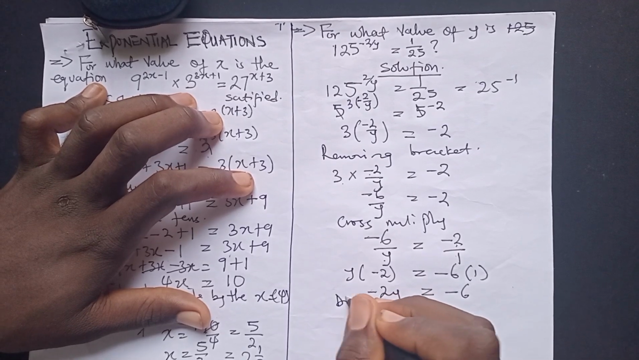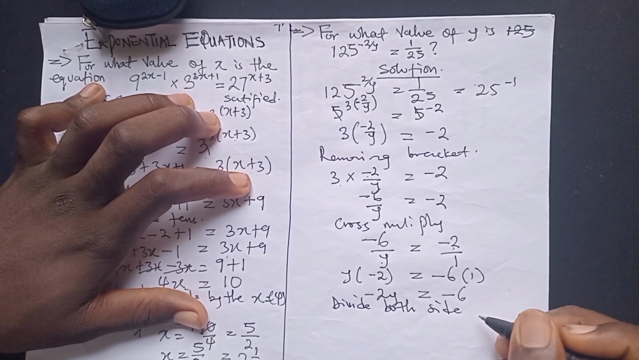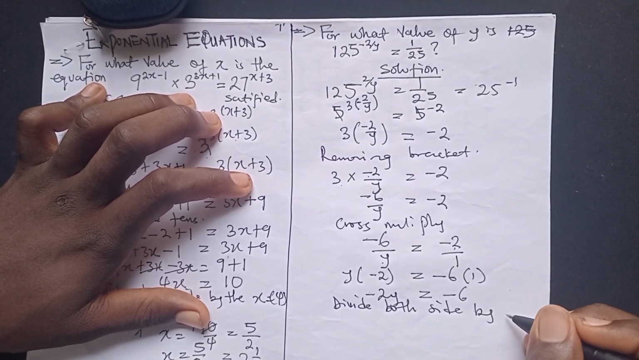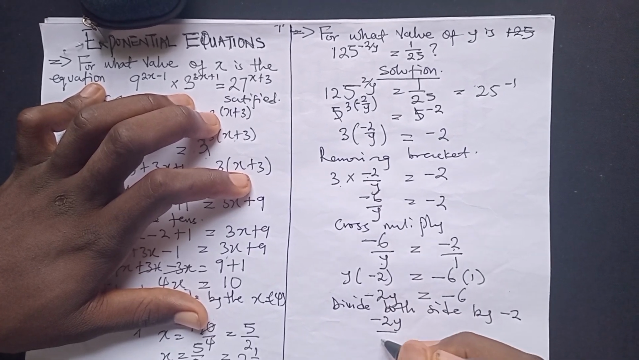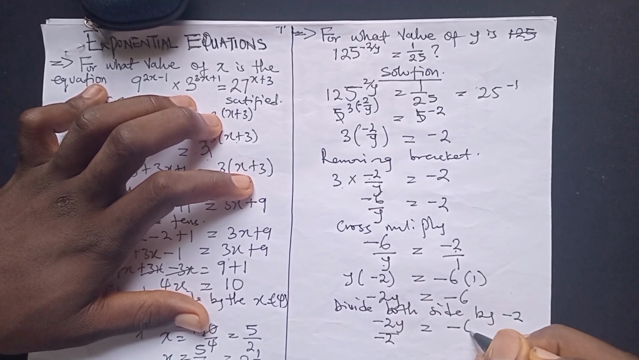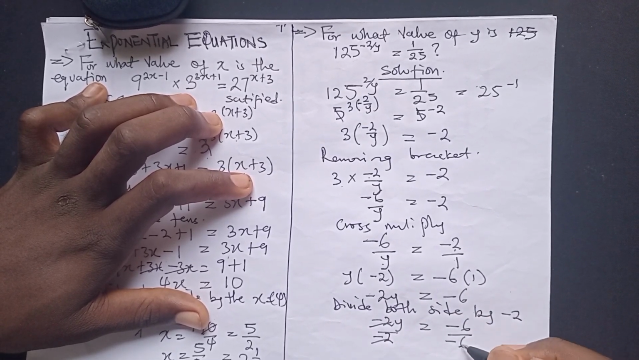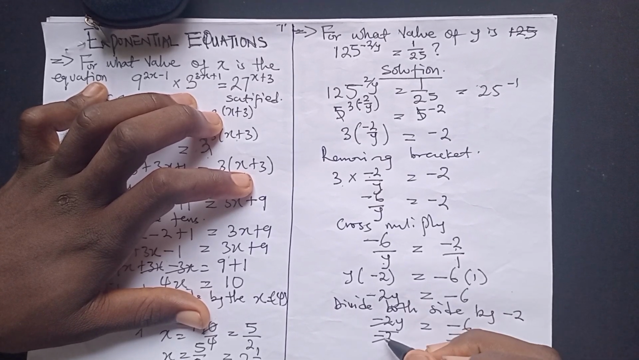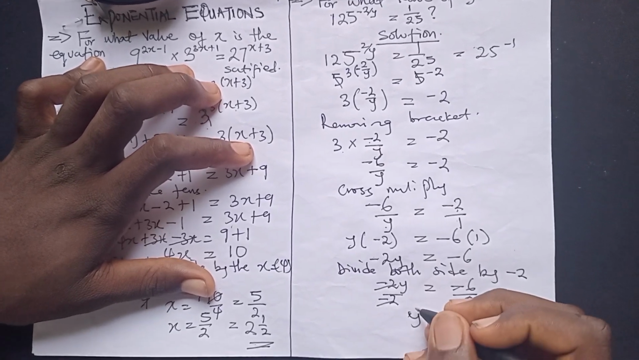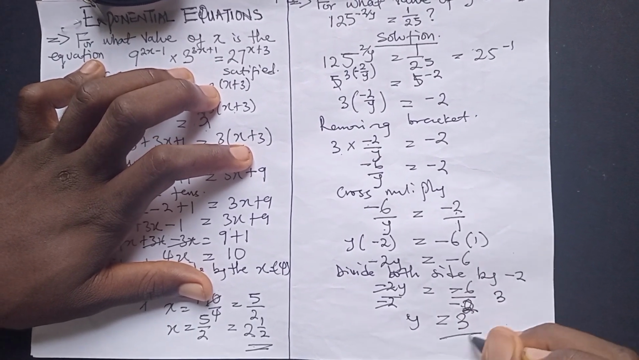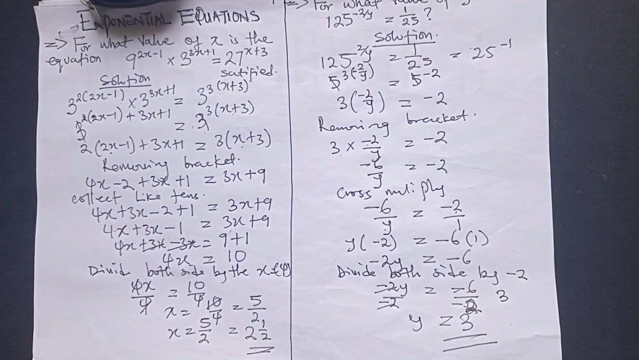So now if we divide both sides of the equation by the coefficient of y, which is minus 2, we have minus 2y over minus 2 equals minus 6 over minus 2. So minus 2 can cancel out minus 2, and minus 2 into minus 6 gives 3. So our value for y is equal to 3. This is the answer, and y equals 3 satisfies that this equation is correct.